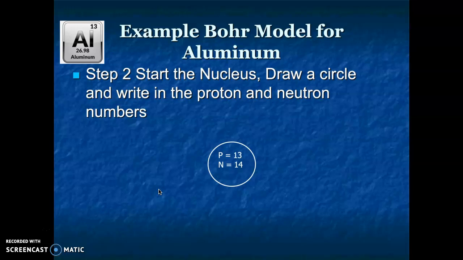N equals 14. A very common error on the test, and hopefully you're listening to me and being very attentive right now, is to just totally skip the protons and neutrons in the nucleus. Can't do that. Even though the Bohr model really focuses on the electrons and the patterns of electrons, you also need to account for the nucleus in a Bohr model. So step 2, again, start with the nucleus, draw a circle, and then fill it with the protons and neutrons.